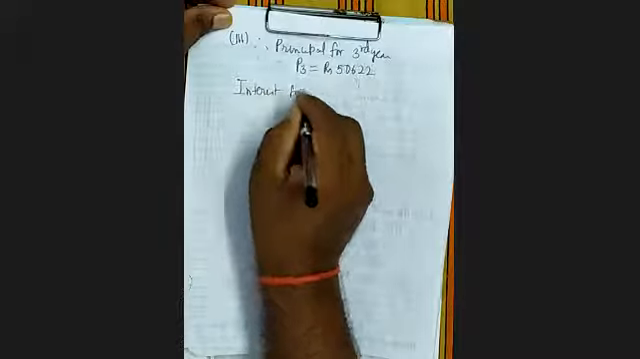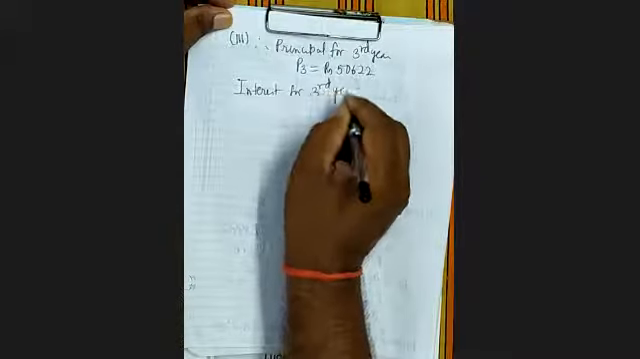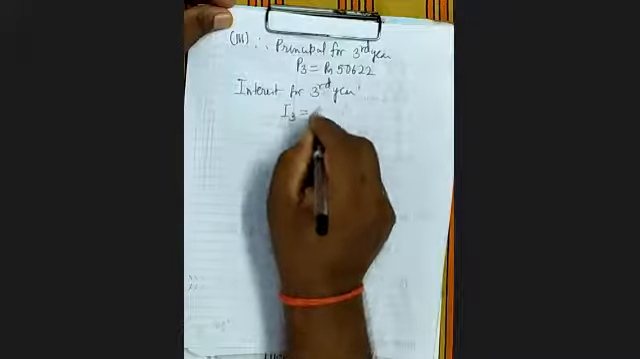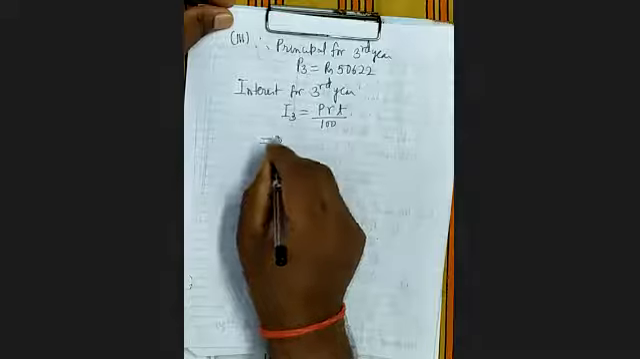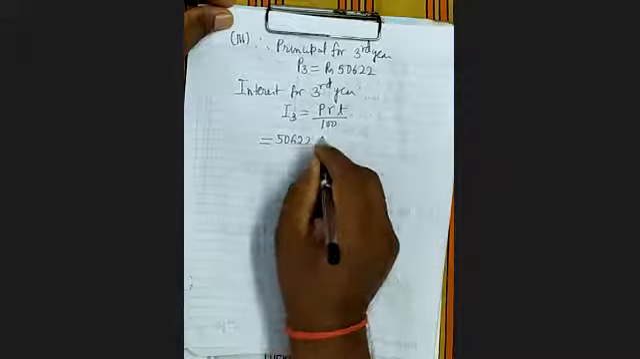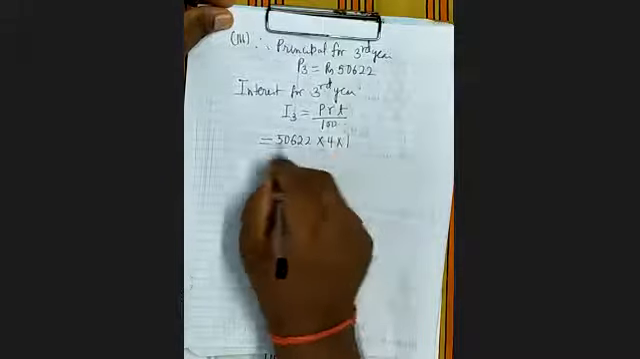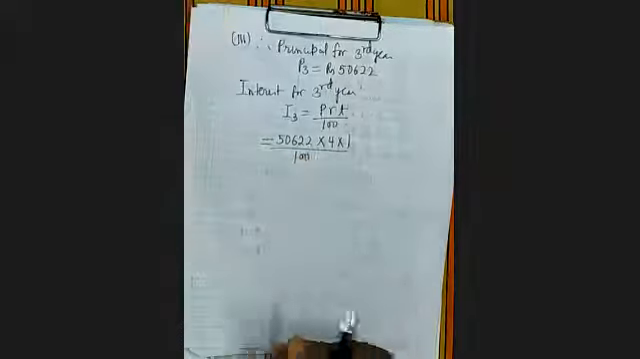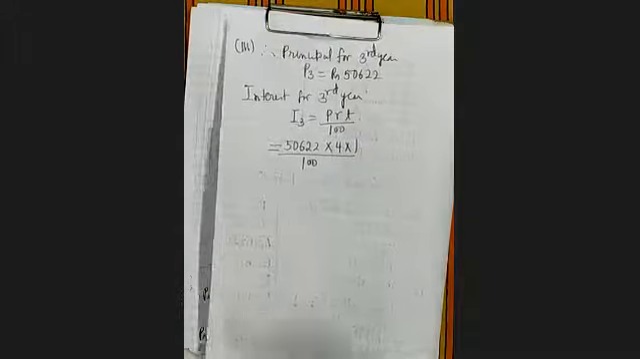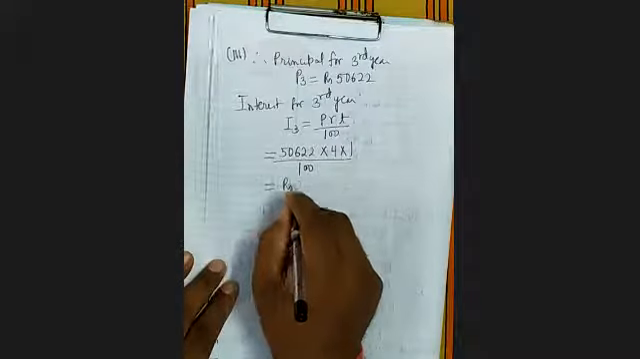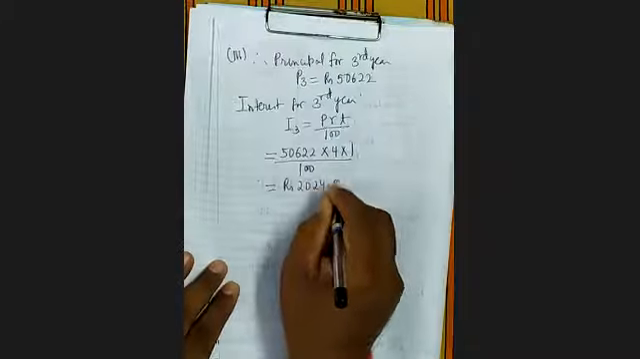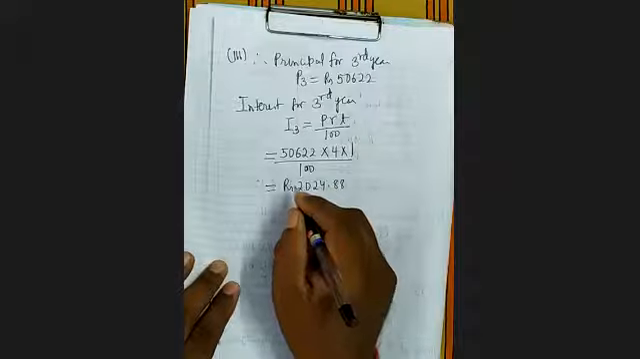Interest for third year. I3 equals to PRT upon 100. What is P? 50622. Rate is 4, time is 1, upon 100. So you calculate this. 50622 into 4. So this will be 2024.80. It will be 80.